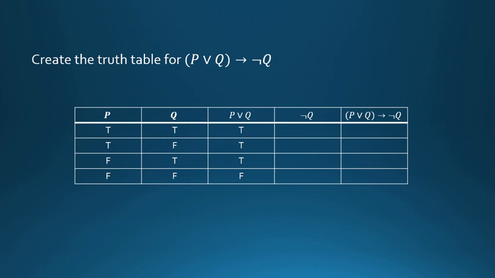Next up, the column for not Q. We're simply going to change the truth value of whatever Q is, because that's what the negation does. Here Q is true, which means that will be false. Here Q is false, which means that'll be true. Here Q is true, so that'll be false. And here Q is false, so that will be true.